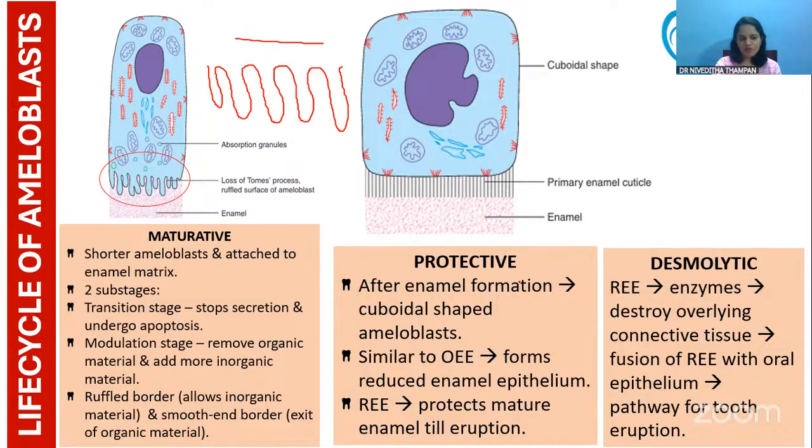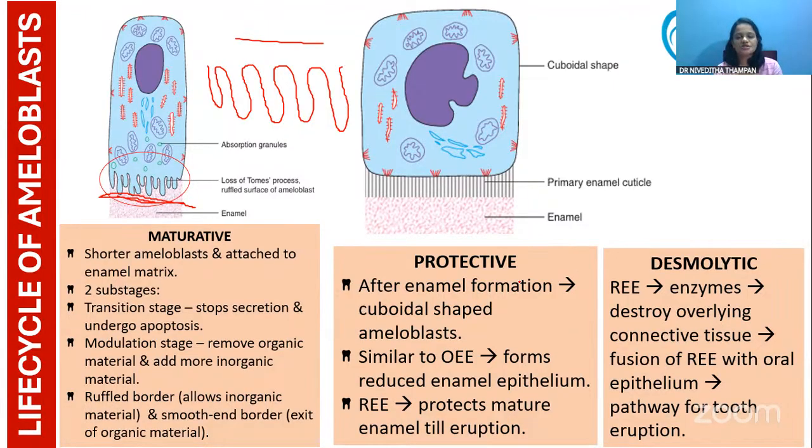If the ameloblast cells are showing this ruffled border, then they are allowing the inorganic material to get inside and deposit in the enamel structure. That's what a ruffled border means. If it is a smooth border like this, then they are exiting the organic material, releasing lots of organic material. So that's the difference between the ruffled border and the smooth border. And then we have the protective stage.